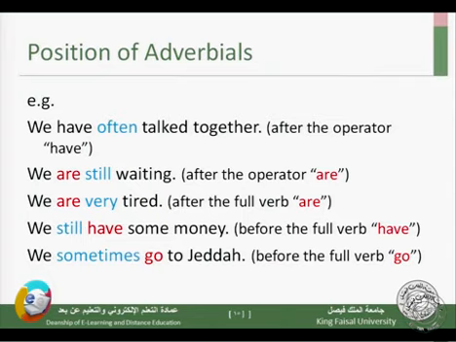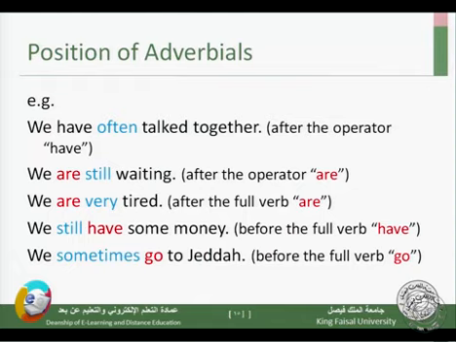So we have we, which is the subject. It is a first person plural pronoun. And then we have are, which is the verb to be, and it is the only verb in this sentence. It is the main verb. And then very tired: we have very, which is an adverb, and then tired, which is an adjective, as we said. Of course, very comes after the full verb are.